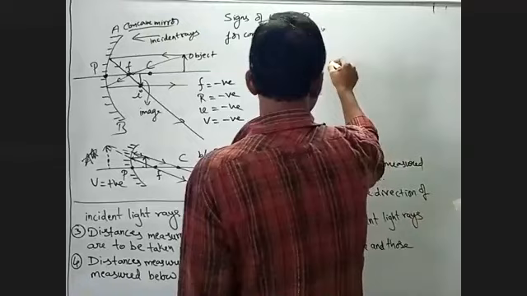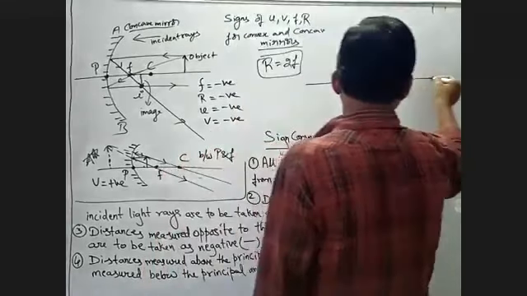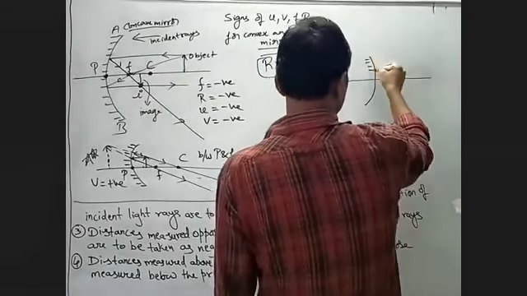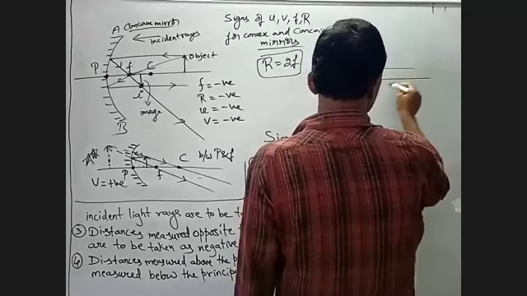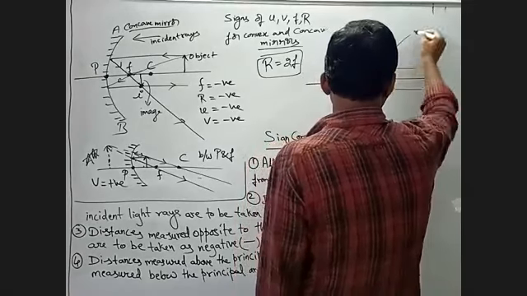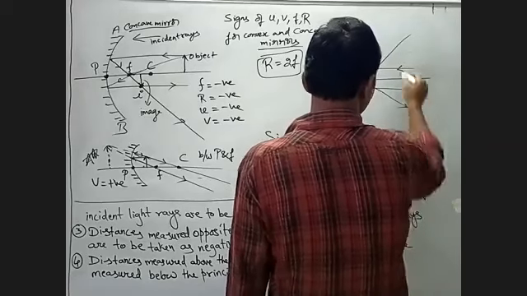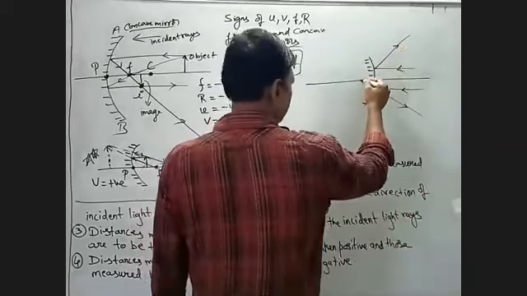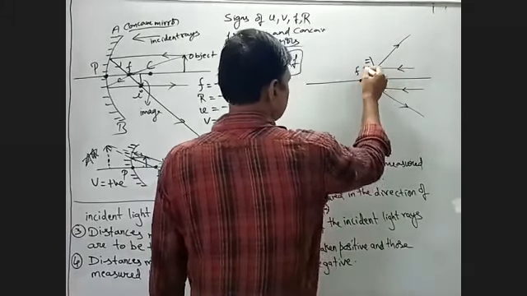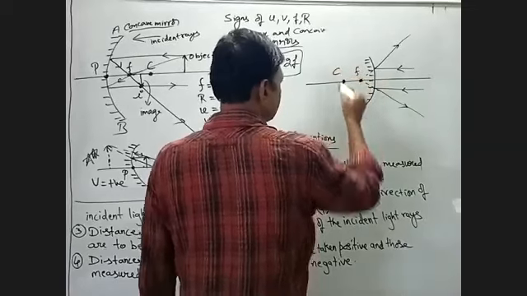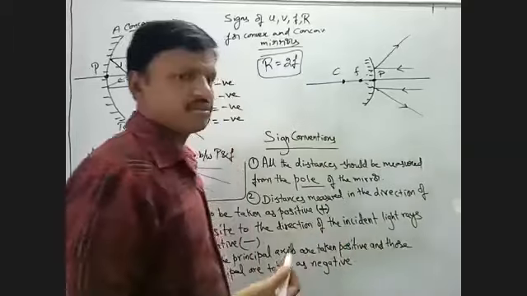Suppose you are considering a convex mirror, and I draw two light rays that are incident on it and get reflected diagonally. This is the point of focus, this is the center of curvature, and this is the pole. Object and image distance we will discuss afterwards.